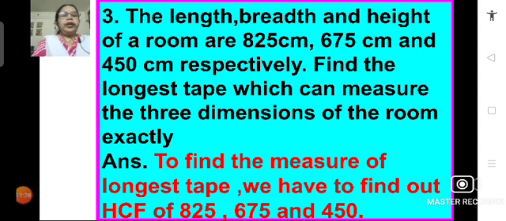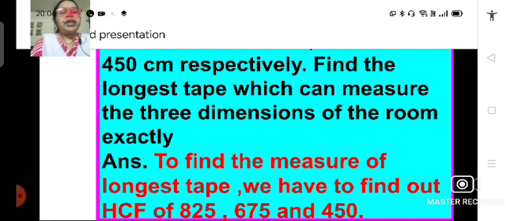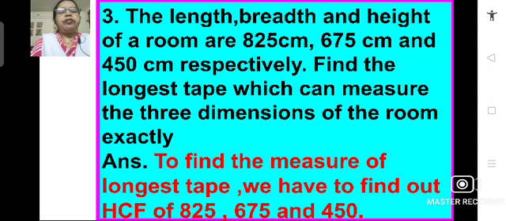The length, breadth and height of a room are 825 centimeter, 675 centimeter and 450 centimeter respectively. Find the longest tape which can measure the 3 dimensions of the room exactly. So what do we have to do to find the measure of the longest tape? We have to find the HCF of these 3 numbers, that is 825, 675 and 450.